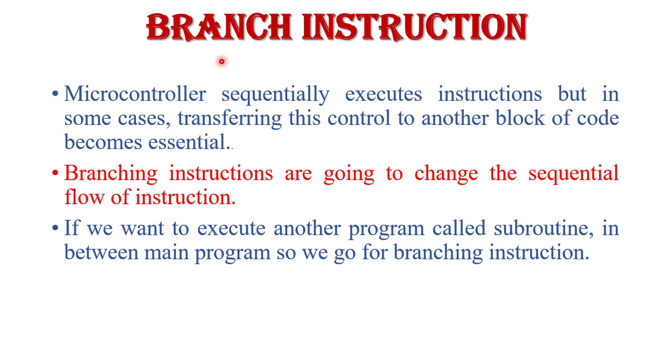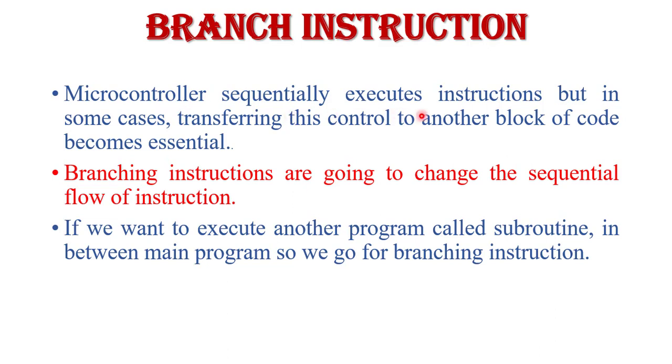As we know, a microcontroller executes machine code in a sequential manner. So branching instructions are basically used to change or alter the sequential flow of the instructions. Or we can say that if we want to execute another program, called a subroutine, in between the main program, we go for the branching instruction. So this is what I have written here.